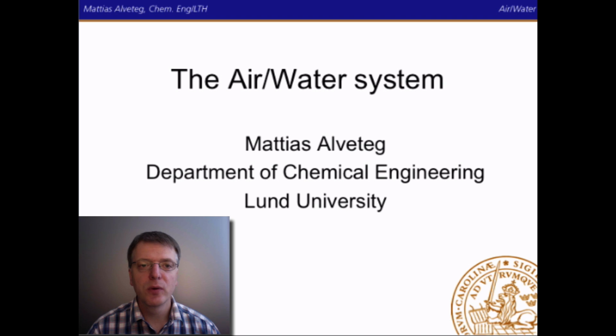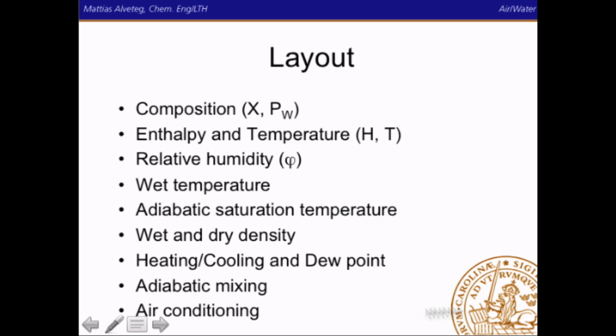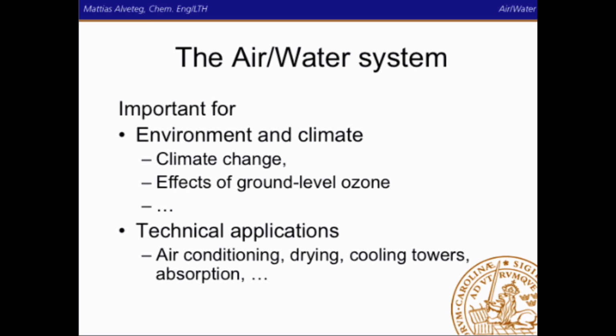In this screencast we will focus on the air-water system and explain how to use the Mollier diagram. The Mollier diagram is also known as a psychrometric chart. We will go through composition as water content and partial pressure water, enthalpy and temperature, relative humidity, wet temperature, adiabatic saturation temperature, wet and dry density, heating and cooling, and how it relates to dew point, adiabatic mixing, and finally mention air conditioning.